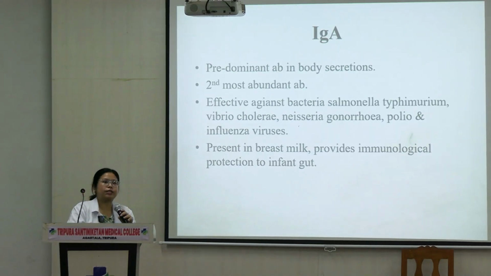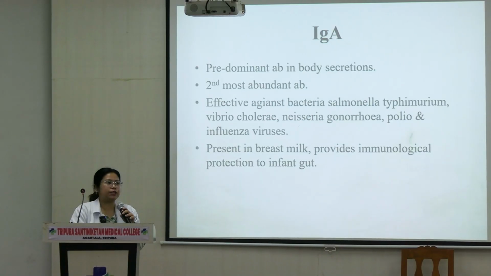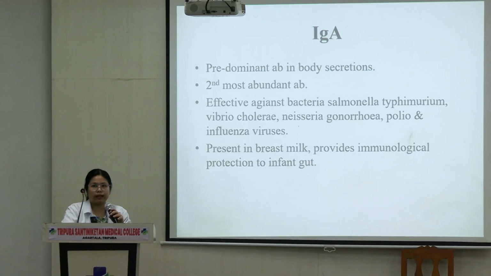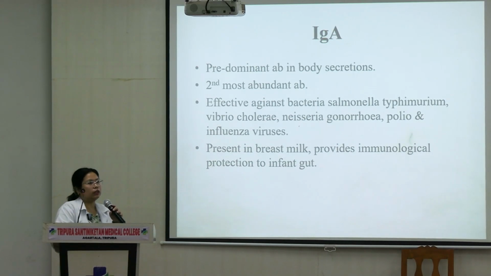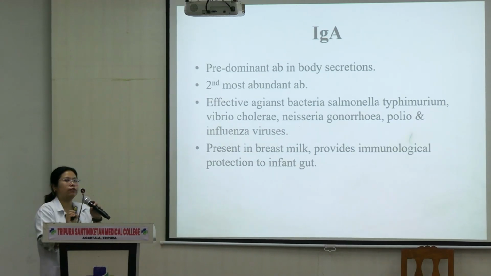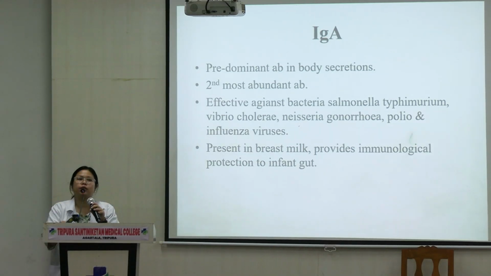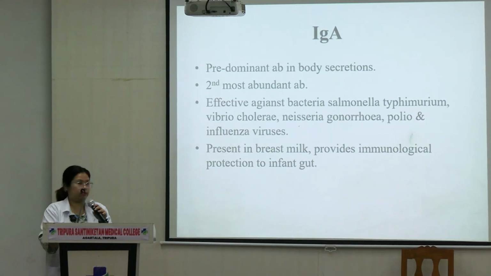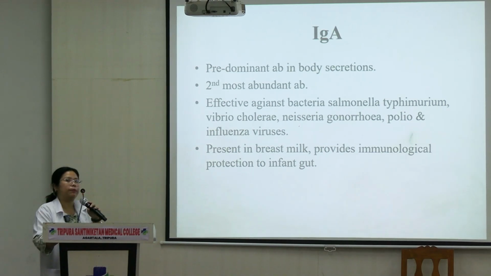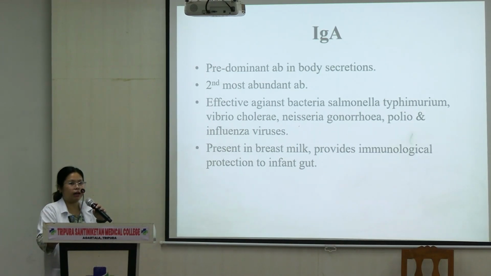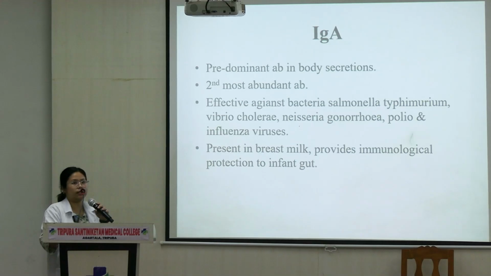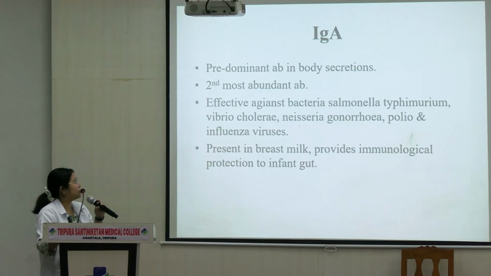IgA is present in all of our body secretions. It is present in our tears, in the saliva, and in all the other body secretions as well. Whenever you think about secretion, think about IgA. It is the second most abundant antibody after IgG, and it is effective against bacteria and against viruses.